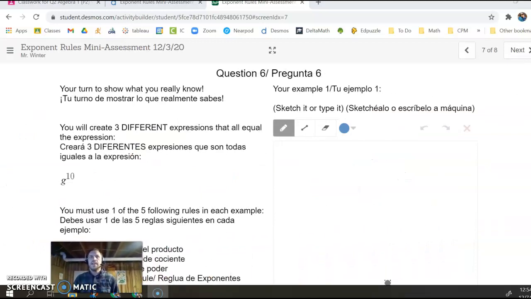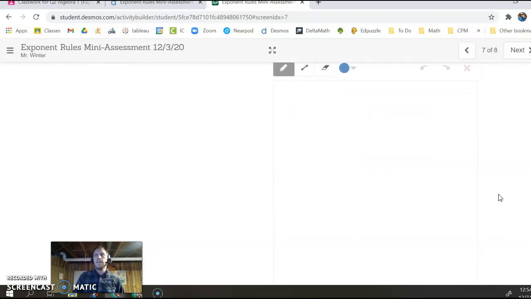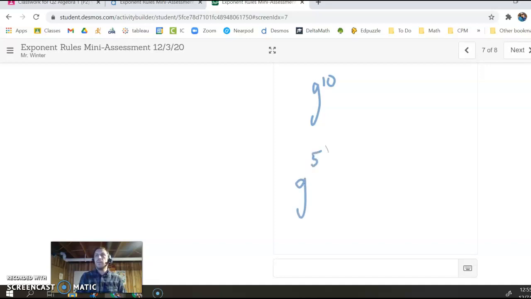All right, let's finish this off. Now you have g to the 10th. The problem here is asking you to write three different expressions that all equal g to the 10th. So using the product rule, you could have said like g to the 5th times g to the 5th, or g to the 2nd times g to the 8th. Notice both 5 plus 5 and 2 plus 8 equal 10. So when we multiply the bases, we add the exponents. To get to g to the 10th with the power rule, we could have g to the 5th to the 2nd power, because 5 times 2 is 10.